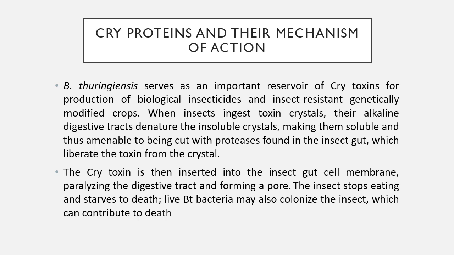Cry proteins and their mechanism of action. Bacillus thuringiensis serves as an important reservoir of Cry toxins for the production of biological insecticides and insect-resistant genetically modified crops. When insects ingest the toxin crystals, their alkaline digestive tracts denature the insoluble crystals, making them soluble and thus amenable to being cut with proteases found in the insect gut, which liberate the toxin from the crystal. The Cry toxin is then inserted into the insect gut cell membrane, paralyzing the digestive tract and forming a pore. The insect stops eating and starves to death. Live Bt bacteria may also colonize the insect, which can contribute to death.